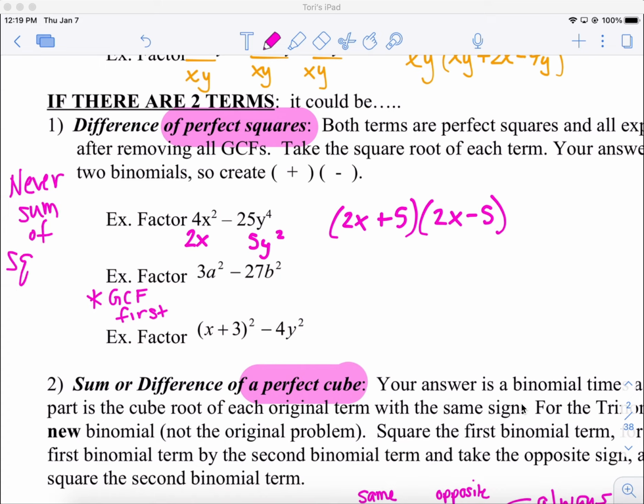Sum of squares. It is impossible. You cannot ever have a sum of squares. So if you ever saw something like x squared plus 4, you cannot factor that. Okay, just so we're clear.